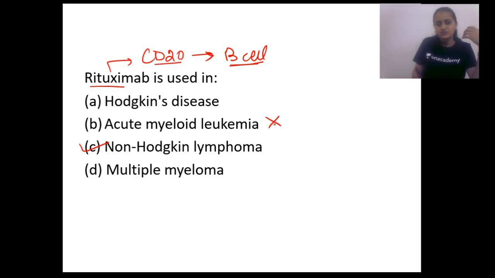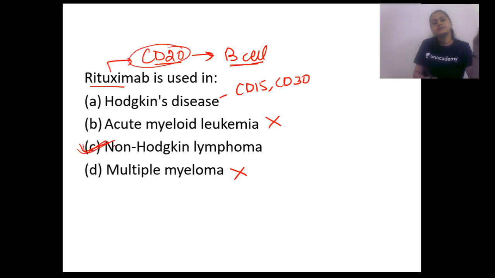So it would not be used in AML. It would not be used in multiple myeloma. Then you have to know whether it is Hodgkin's lymphoma or non-Hodgkin's lymphoma. We know that the markers for Hodgkin's are CD15 and CD30. It is not CD20. So that is why the answer is non-Hodgkin's lymphoma, because it is not against CD15 or CD30. I hope this makes it clear.